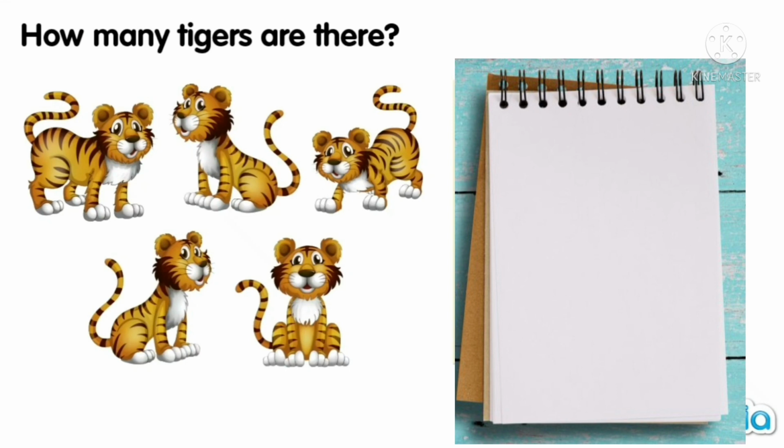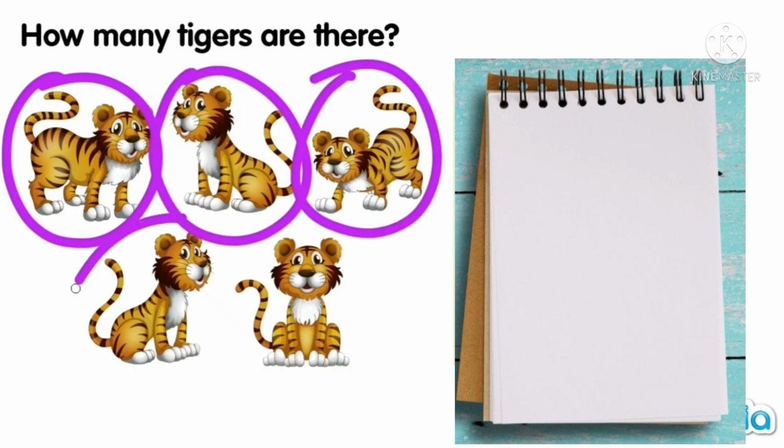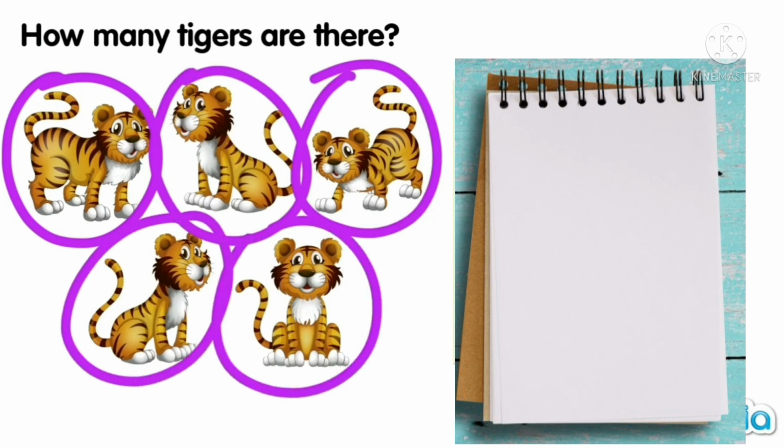How many tigers are there? One, two, three, four, five. There are five tigers. Five.